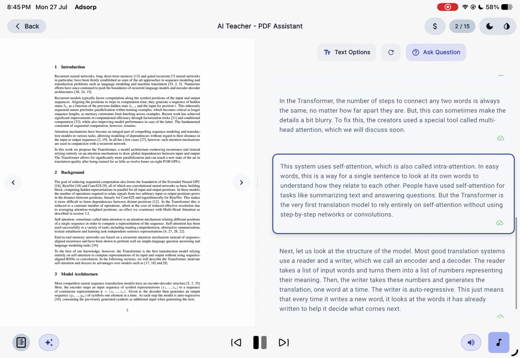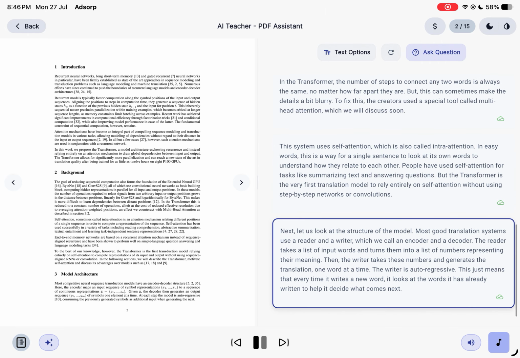This system uses self-attention, which is also called intra-attention. In easy words, this is a way for a single sentence to look at its own words to understand how they relate to each other. People have used self-attention for tasks like summarizing text and answering questions. But the transformer is the very first translation model to rely entirely on self-attention without using step-by-step networks or convolutions.